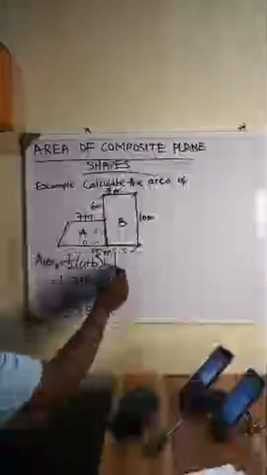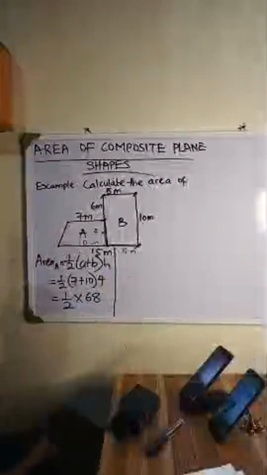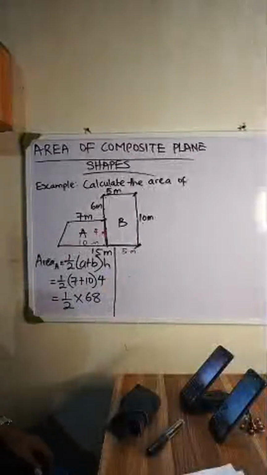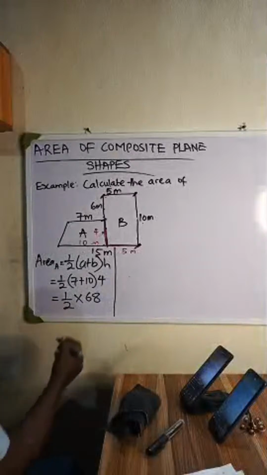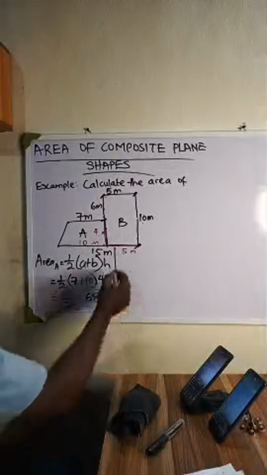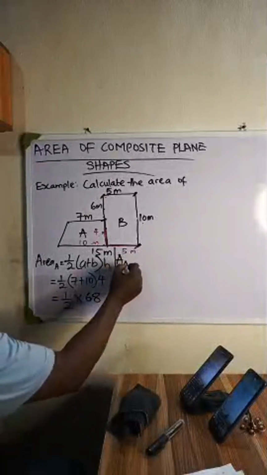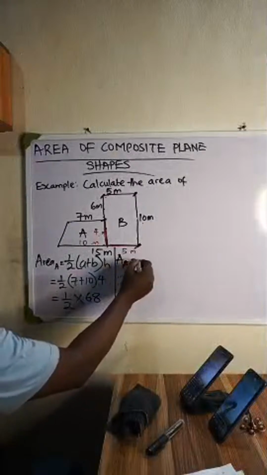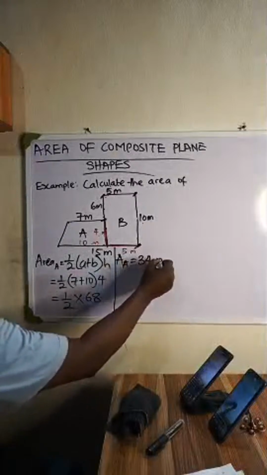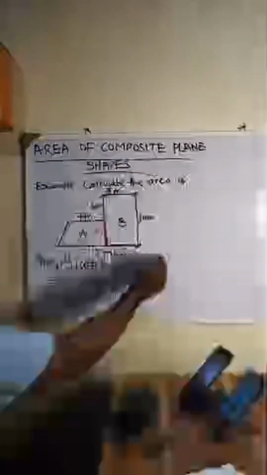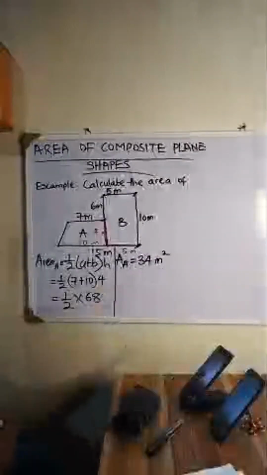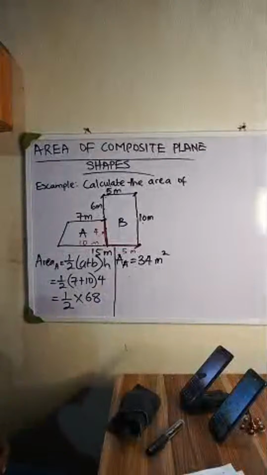So half of 68 is going to give us what? 34. So the area A is equal to 34 meters square. So we've gotten area A.